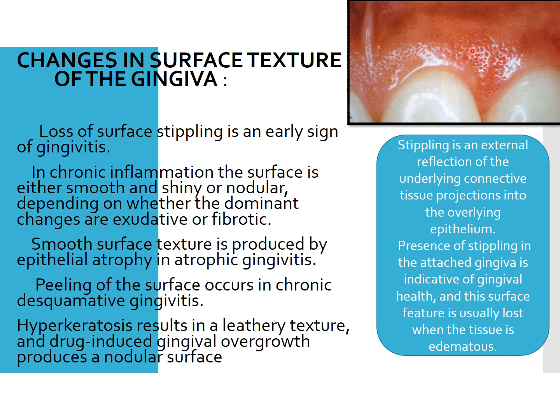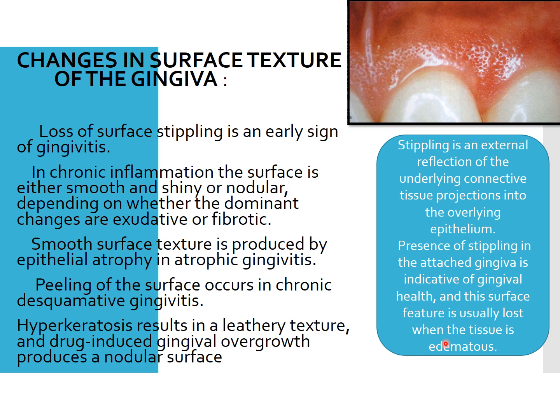It is an external reflection of the underlying connective tissue projections into the overlying epithelium. We have already studied the structures of epithelium and connective tissue. There will be papillary projections, and that is the main reason for this. The connective tissue projections into the overlying epithelium are seen as this stippling. The presence of stippling in attached gingiva is indicative of gingival health, and this surface structure is usually lost when it is edematous. So when it is a disease condition, you cannot see clear-cut stippling.